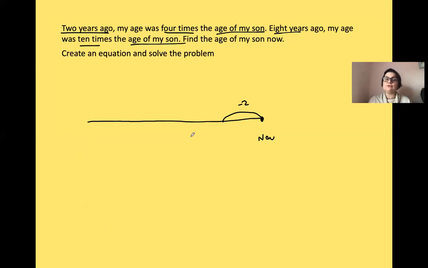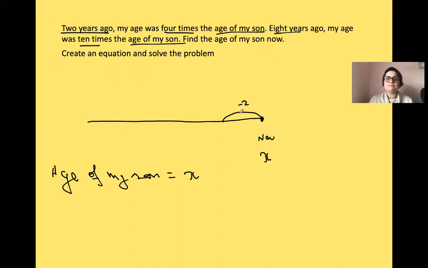So again, we're going to use variables here to create the equation. So I'm going to call the age of my son X. Age of my son equals X, and that is now, okay? So age of him now is X.